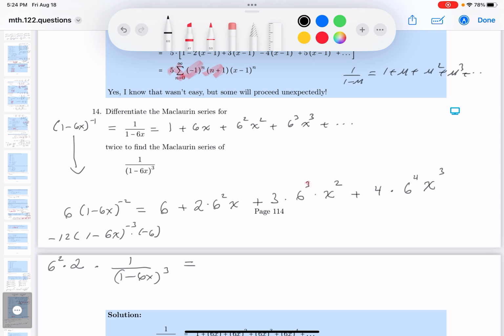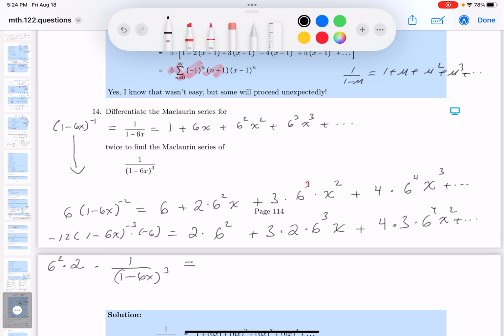All right, I just differentiated the left side. We've got to differentiate the right side now. What are you going to get over there? 2 times 6 squared plus 3 times 2 times 6 cubed x. There's a pattern to this as well, by the way. Plus 4 times 3 times, by the way, this goes on. I can't have enough times. I lost track. 4 times 3 times 6 to the 4, x squared.